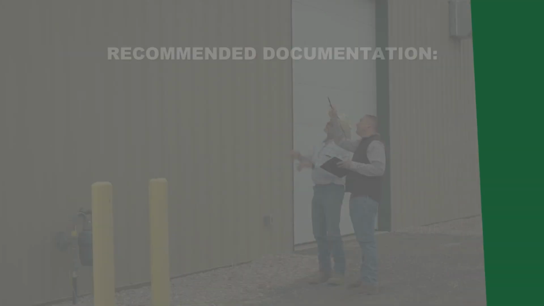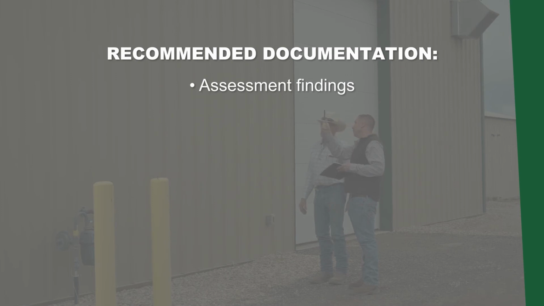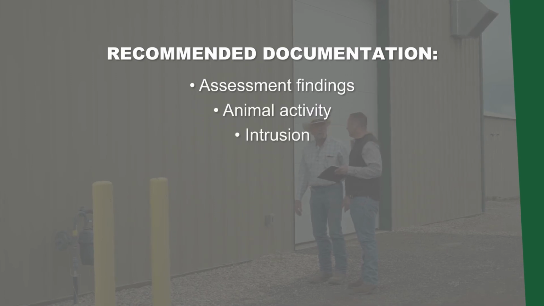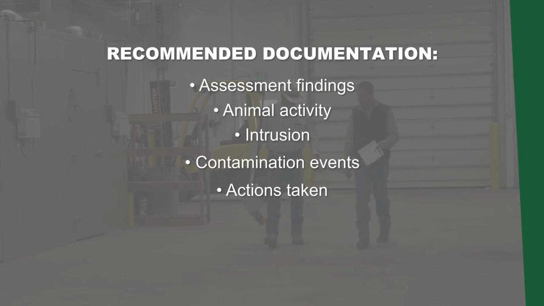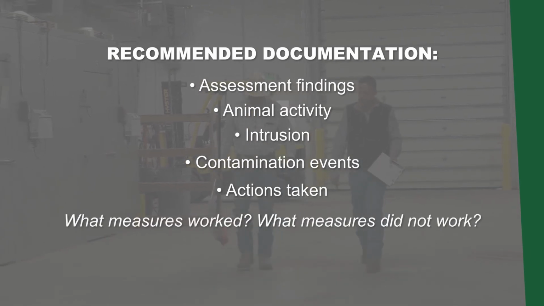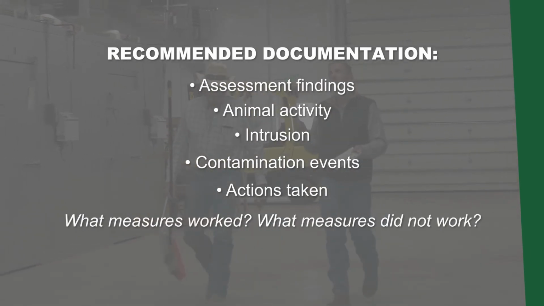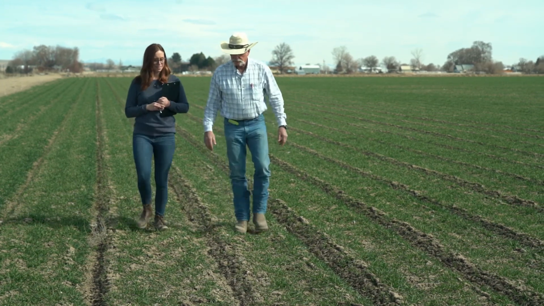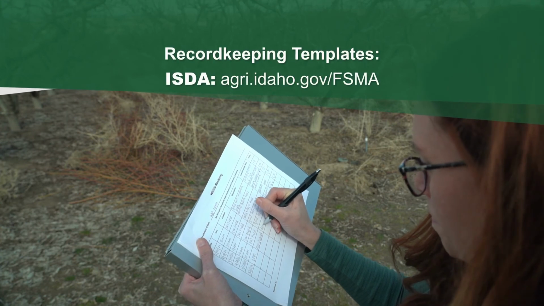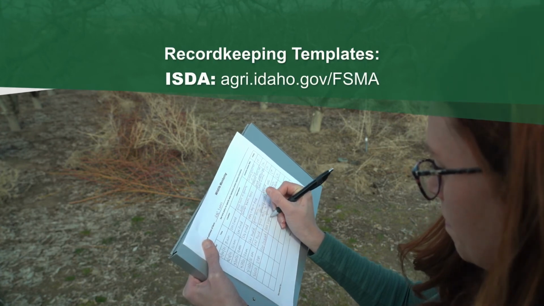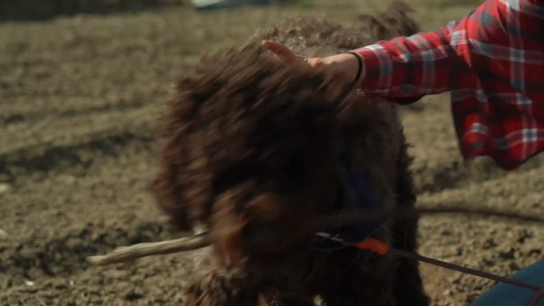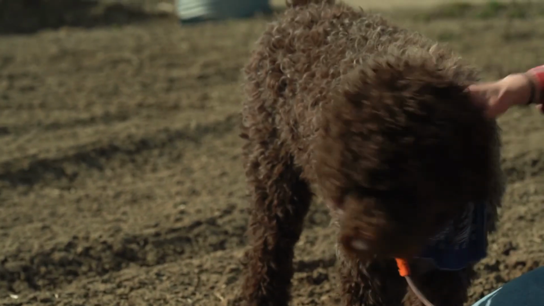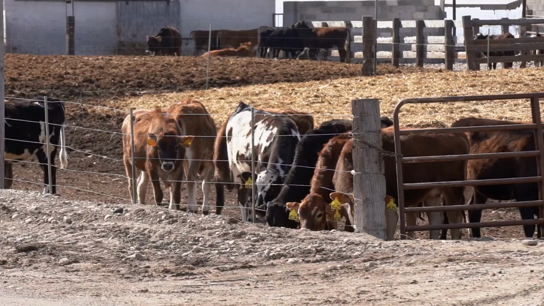The Produce Safety Rule does not require you to keep a record of monitoring for animal intrusion. It is a recommended good practice to document assessment findings, animal activity including intrusion, contamination events, and actions taken. This is important in evaluating what measures worked and what measures did not work. Records also show you are taking steps to prevent contamination of your produce. Record-keeping templates can be found on the ISDA website at agri.idaho.gov.